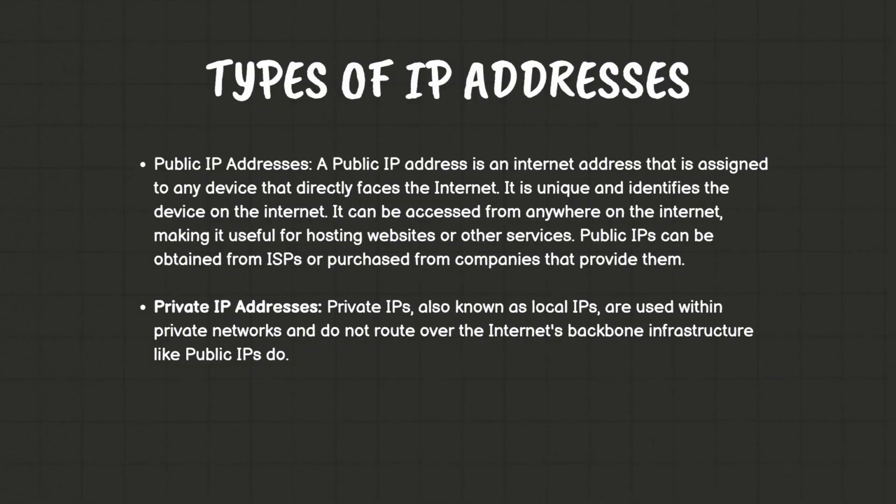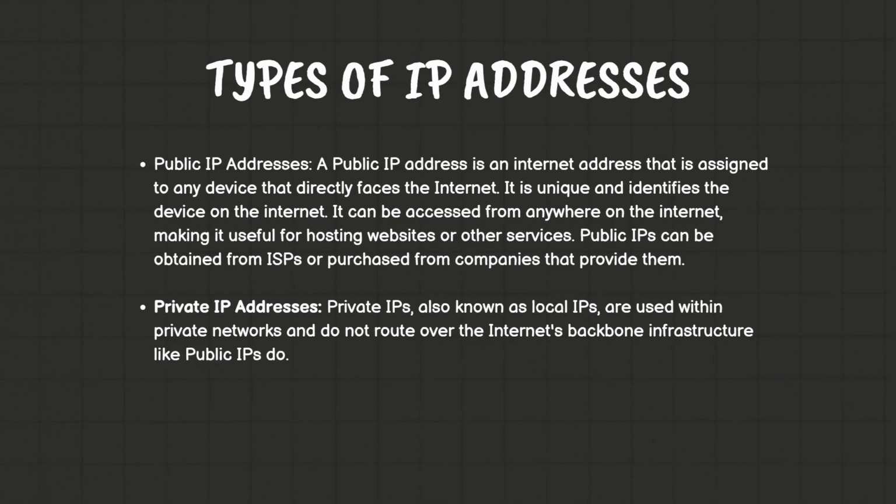So every device on the network has 2 IP addresses. Let's say your phone. So your phone will have 2 IP addresses. One is the public IP address and the other one is the private IP address. So what is a public IP address? Public IP address is an internet address that is assigned to any device that directly faces the internet. It is unique and identifies the device on the internet. It can be accessed from anywhere on the internet, making it useful for hosting websites or other services. Public IPs can be obtained from ISPs or purchased from companies that provide them.